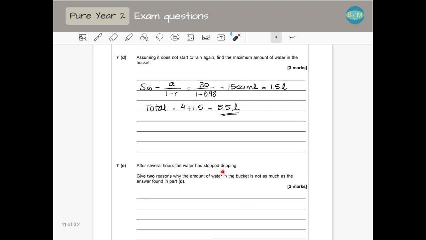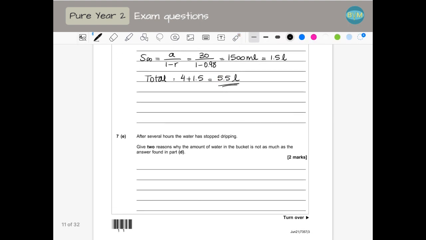After several hours, the water has stopped dripping, and they ask to give 2 reasons why the amount of water in the bucket is not as much as the answer found in part D. So we don't have that much water. One would be because here we keep adding to infinity, while they say the water has stopped dripping. At one point, S20, S100, S200, it doesn't matter, we have stopped counting, while here we kept adding and adding and adding. So one would be the water stopped dripping while we add infinite terms.